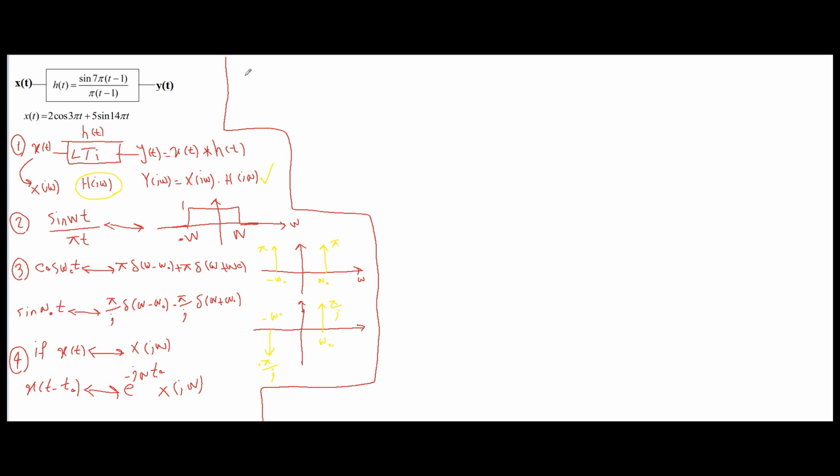The input signal consists of two parts. The first part is 2 times cosine of 3 pi t. Using the third point, its Fourier transform consists of two impulses at frequency 3 pi and minus 3 pi, each with amplitude 2 pi.